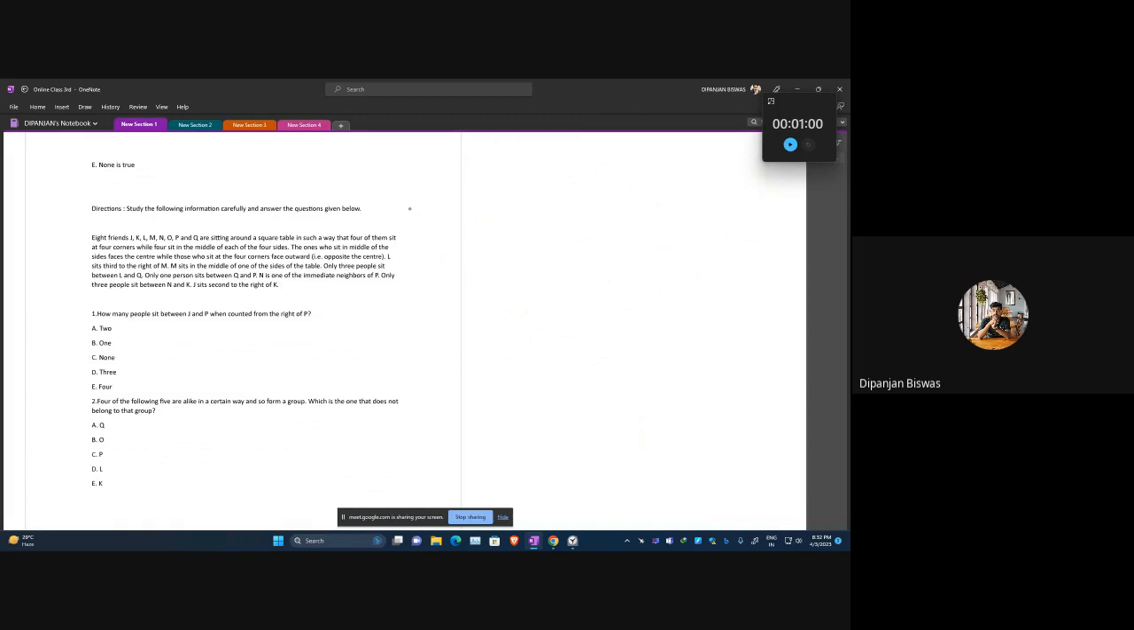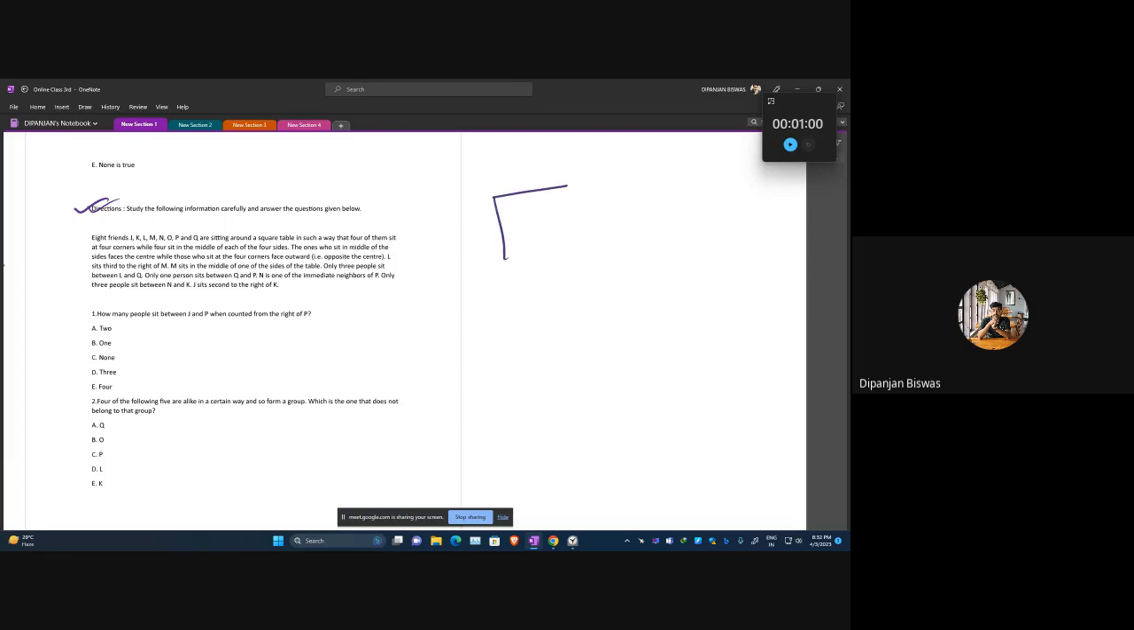We have already discussed 4 sets. So I'm moving to square based seating arrangement. This is a bit of a difficult one, so let me solve it for you. 8 friends starting from J ending with Q are sitting around a square table in such a way that 4 of them sit at the 4 corners while 4 sit in the middle of each of the 4 sides.